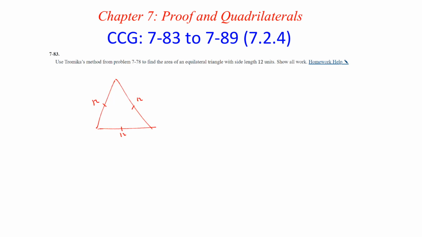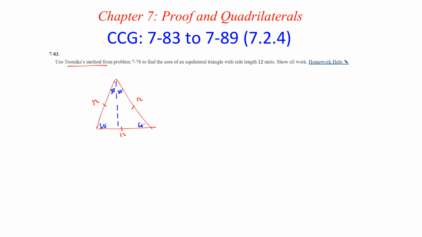How are we going to find the area using Tramika's method from 7-78? So you're going to have to go back to that problem to do it the same way. The way it's set up is we start by drawing the height of the triangle. I probably should have drawn my triangle a little bit better. Remember, this is an equilateral triangle, so all the angles are the same, 60 degrees. And if my triangle is a little bit more accurate, that does split the 60-degree angle up on top. So it does bisect it, so it makes it 30 degrees. And once again, going back to Tramika's method, you will see that on there. So we know that that's 30 degrees.